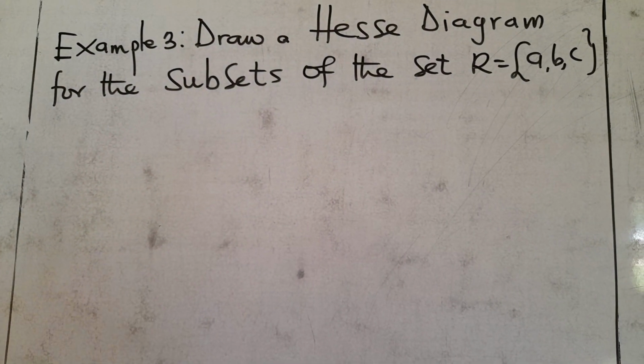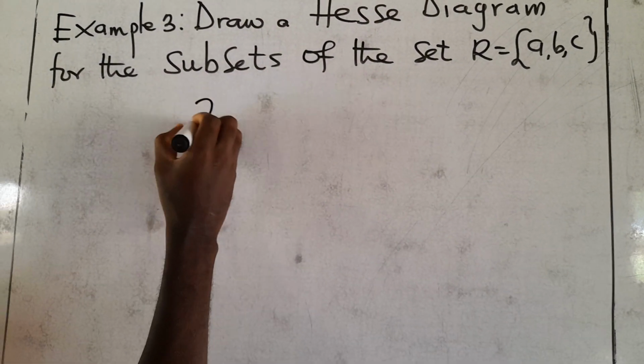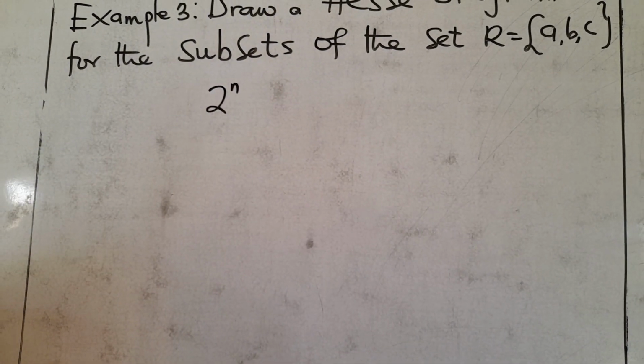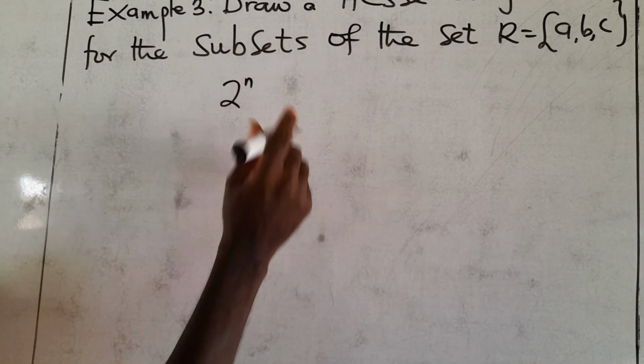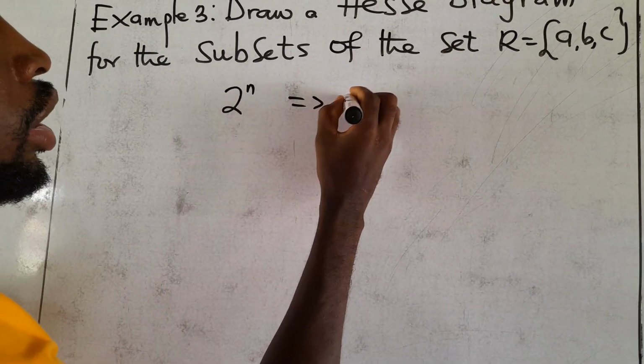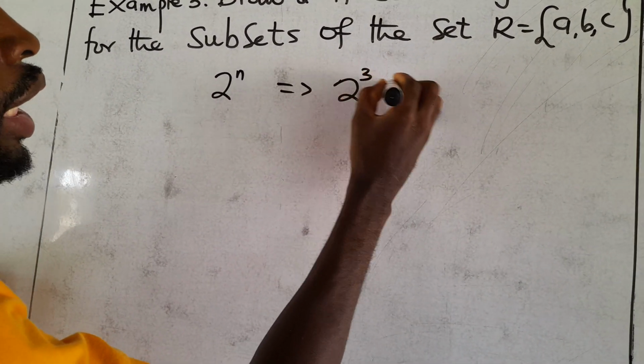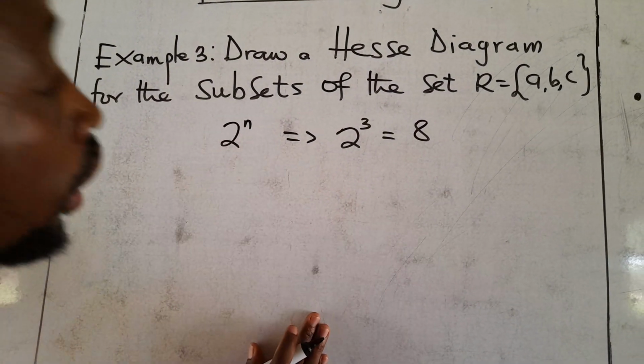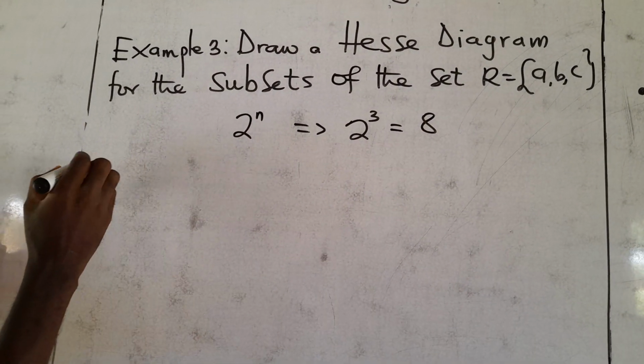So how many subsets are we going to get? Remember, the number of subsets is given by the formula 2 exponent n, where n is the number of elements. So we can say that this set will have 2 exponent 3 subsets. So the set will have 8 subsets. So we need to locate those subsets.